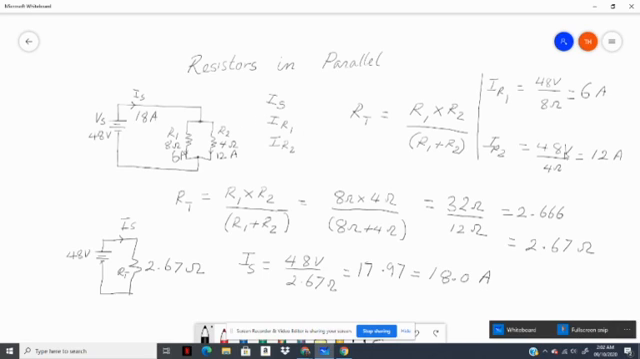So to recap, for two resistors in parallel, the formula for the total resistance is R1 by R2 divided by R1 plus R2. In another video we'll look at the formula for more than two resistors. I will produce another video that shows you how to calculate the total resistance in parallel for more than two resistors.